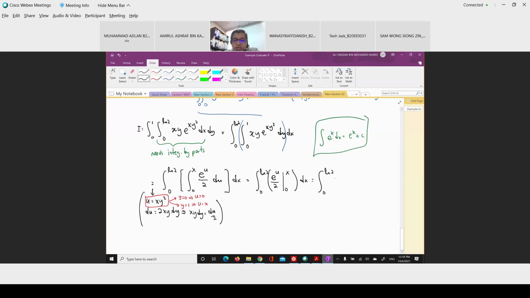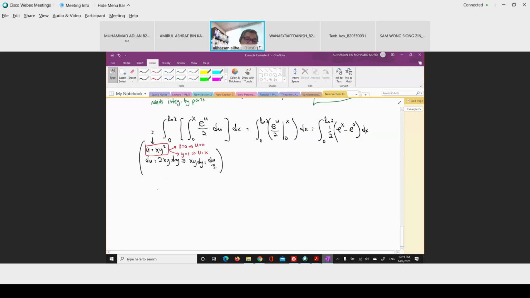Okay, when u is equal to x, I can pull out 1/2. So we have e to the x minus e to the power of 0 dx. E to the power of 0 is 1, right? So now it reduces to an integral with respect to x only. So this should not be a problem. The integral of e to the x is e to the x. The integral of 1 is x. So x is between 0 up to ln 2.